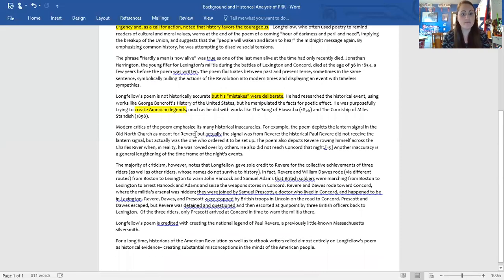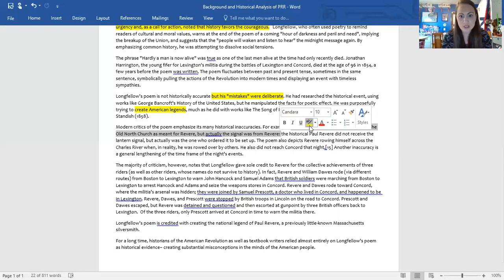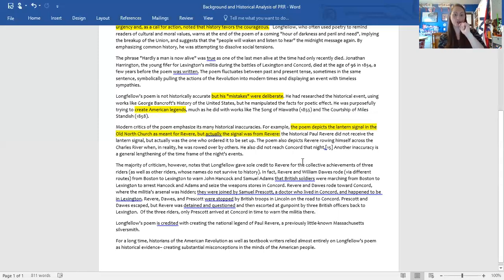Modern critics of the poem emphasize its many historical inaccuracies. For example, the poem depicts the lantern signal in the Old North Church as meant for Revere, but actually the signal was from him. So it was him who was in the church, right? In true history, he was the one up in the church doing the signal of the lantern, while the poem depicts him as the rider waiting to receive the lantern light.